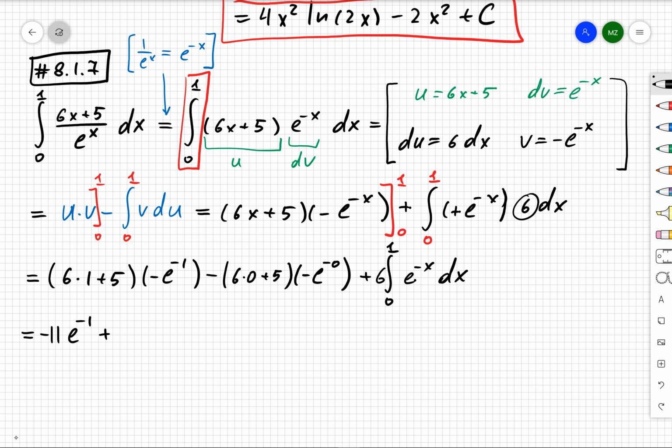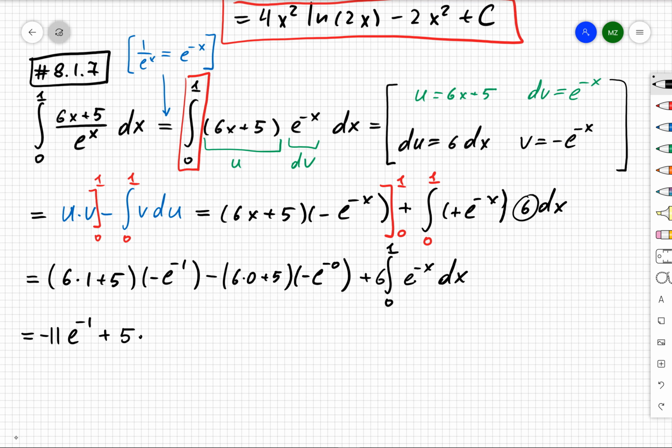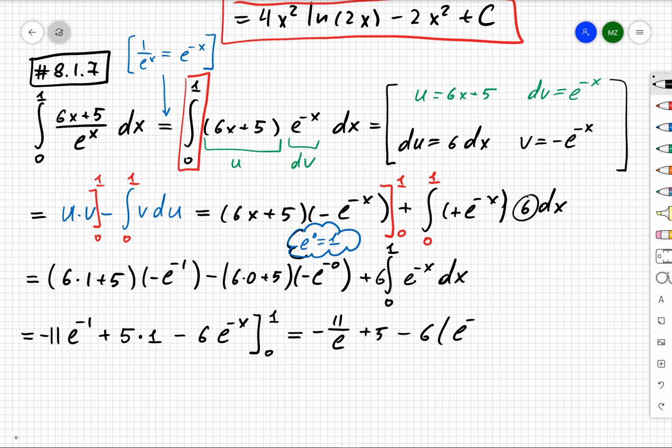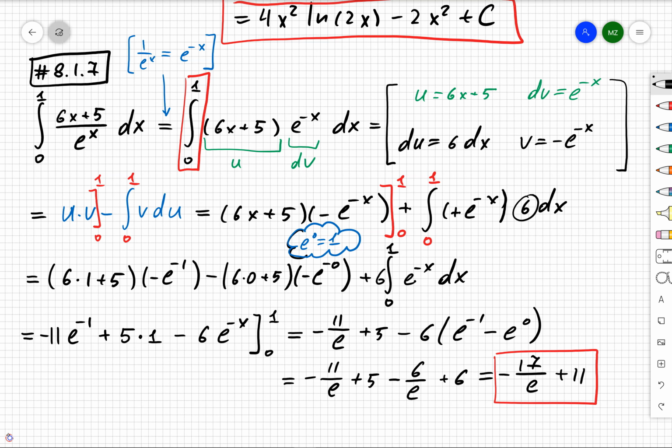And if I do some simple arithmetic, then I will get for the first term negative 11 times e to the power of negative 1, and my second term is going to be just 5 times 1. I have plus because minus and minus will give me plus. And remember, e to the power of 0 is equal to 1. And then after I find my second integral, you can see that my final answer, after doing some, again, simple computations, is going to be negative 17 over e plus 11.